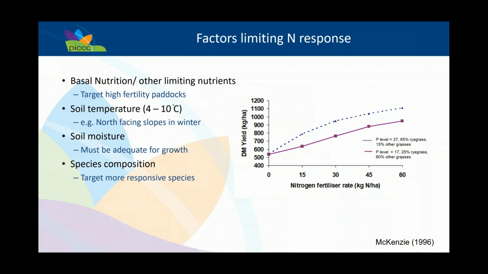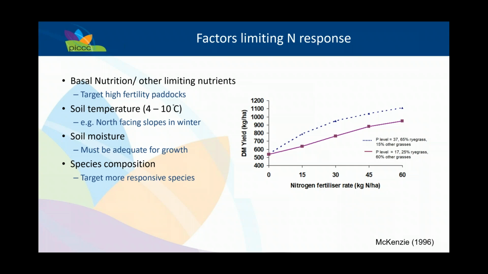Or you could say, well, if I have different paddocks on the farm, some have got a higher Olsen P and some have got a lower Olsen P. If the high Olsen P paddock has a higher ryegrass content, you could get a better response by putting all your nitrogen on there rather than spreading it across the whole farm.